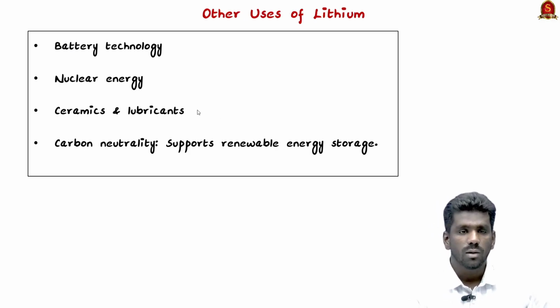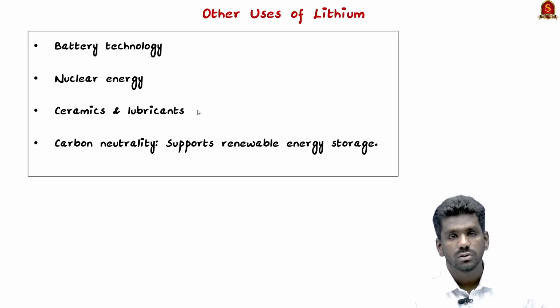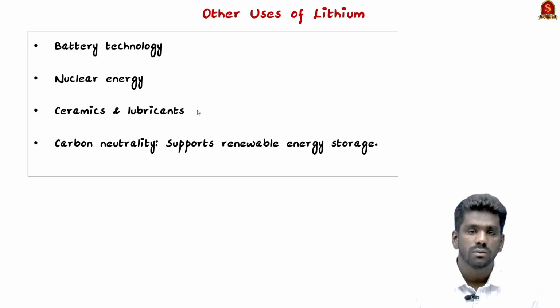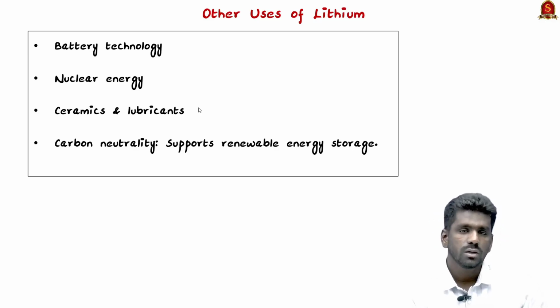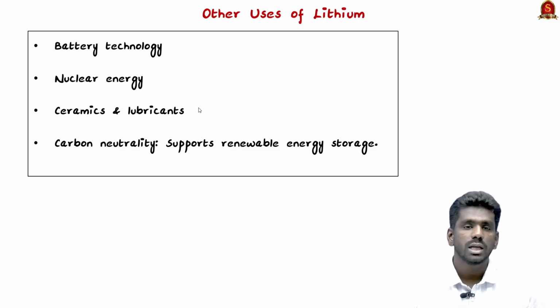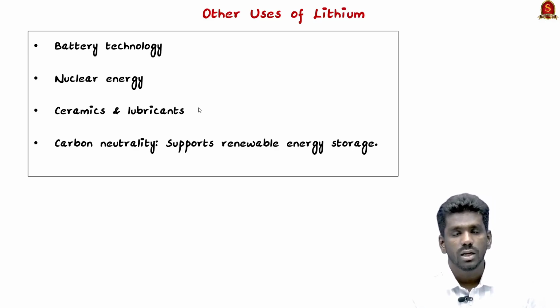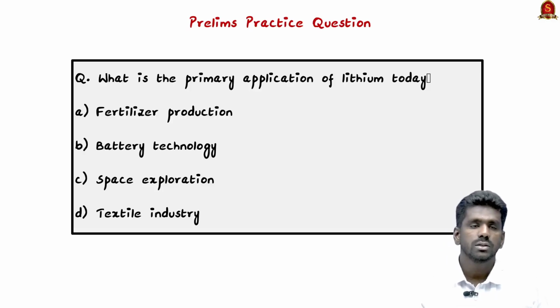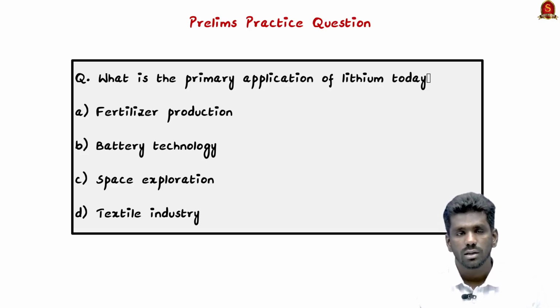Some of the common applications of lithium include battery technology. They are used in electric vehicles and also in renewable energy storage devices. Additionally, lithium is also used in nuclear reactors, ceramics and lubricants. So this makes it a versatile and important element in various industries. So look at this question, what is the primary application of lithium today? The correct answer is battery technology.